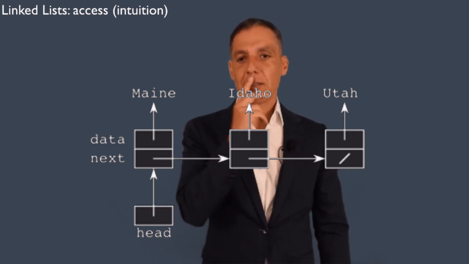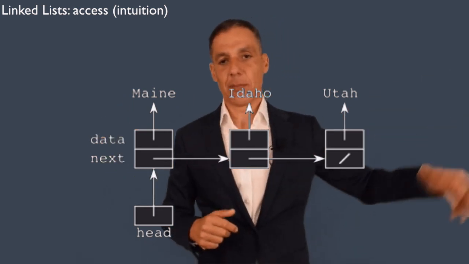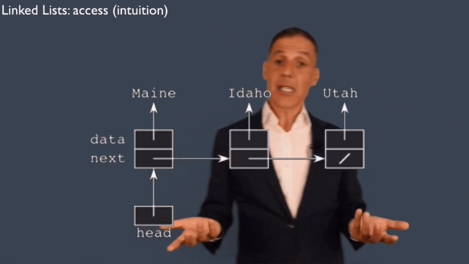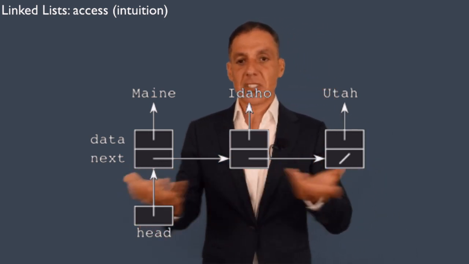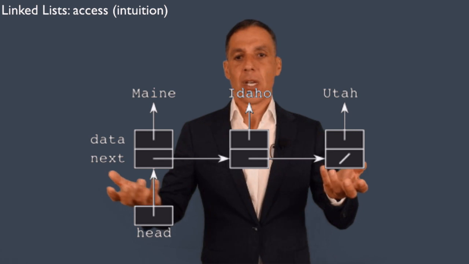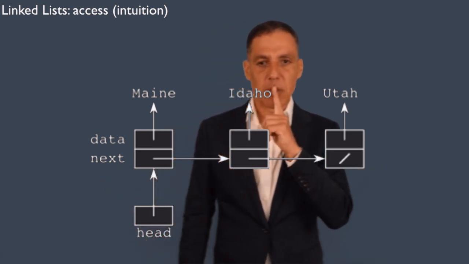So let's say I want to access the third element in the list or the 10th element in the list. Well, unlike a list, I can't just move to that position. These things are just separate objects. They're all of type node. They don't really know about each other except through this next variable here.